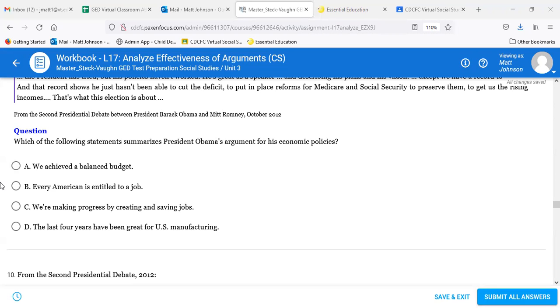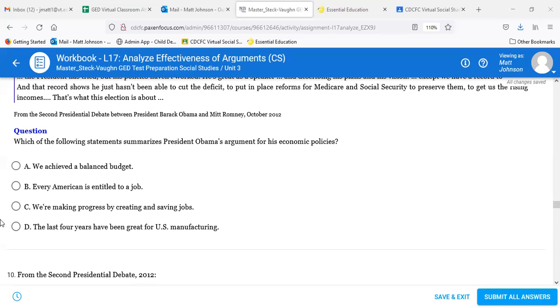A, we achieved a balanced budget. B, every American is entitled to a job. C, we're making progress by creating and saving jobs. And D, the last 4 years have been great for the U.S. manufacturing.